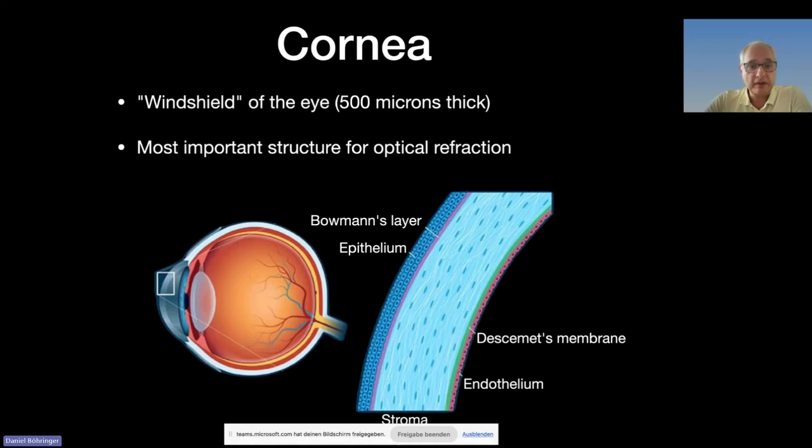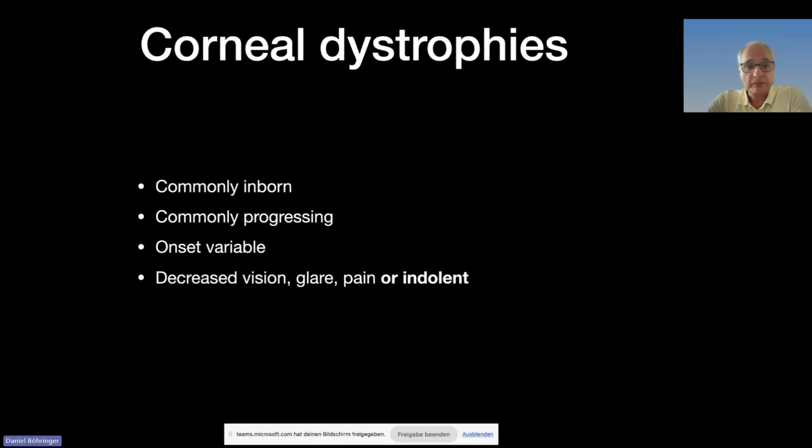And one cause of these disturbances can be corneal dystrophies. Corneal dystrophies are mostly inborn diseases. It's a group of diseases that share that they are mostly inborn. They commonly are progressing over life, but their onset is variable. We have some diseases that present at birth, others present in the 5th decade or even later. And most of these go along with decreased vision. Some make you glare, and some are painful, but others are indolent, as we will see.